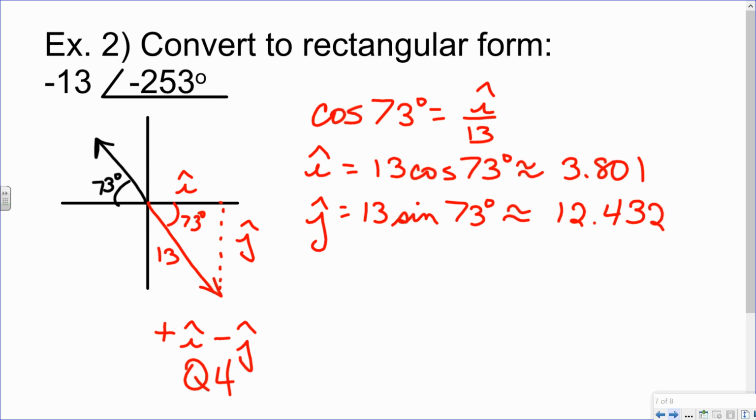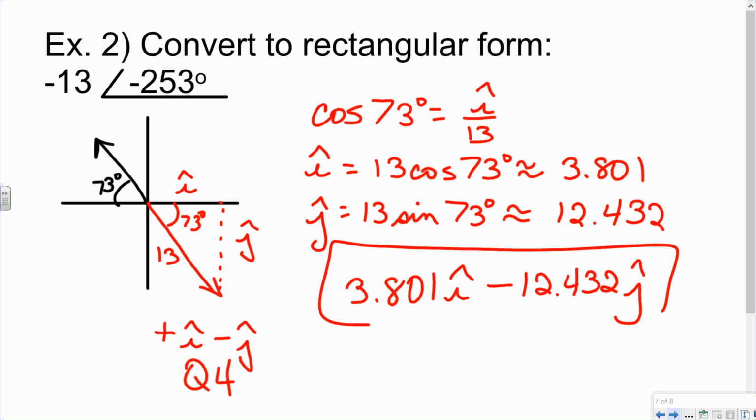So then I need to write my final answer. Fourth quadrant, positive, negative. So positive on the I hat, 3.801 I hat. Negative on the J hat, 12.432 J hat. And if it helps you any to memorize which one's which, I and J, alphabetical order. Cosine and sine, also alphabetical order, if that helps, if you're trying to just remember the formula and not rederive it each time. Do you guys have any questions?